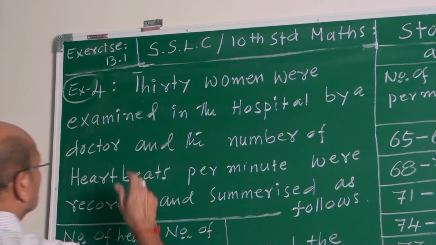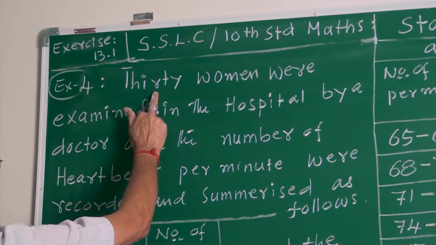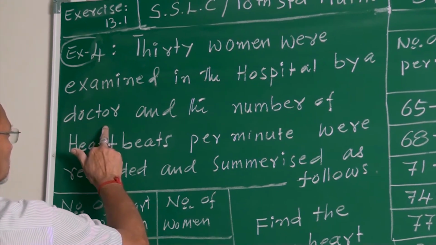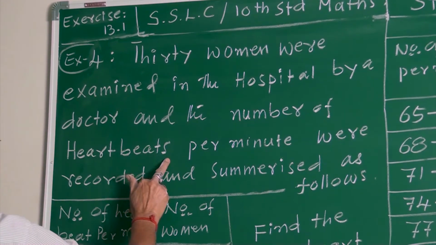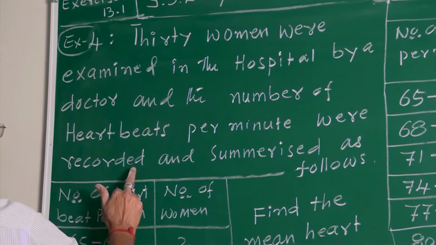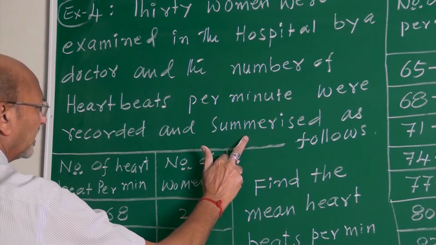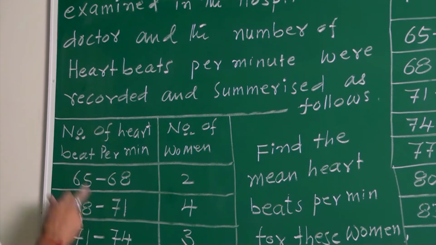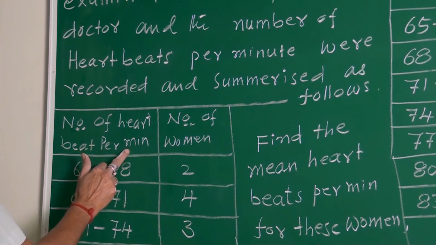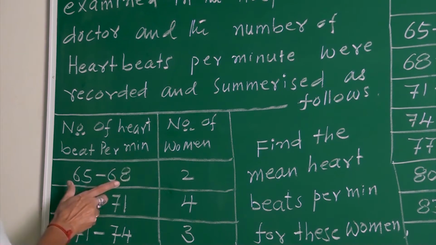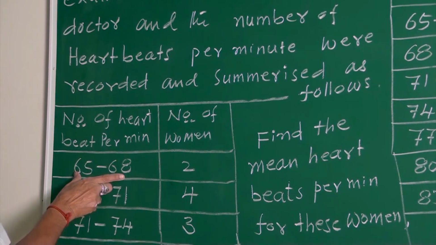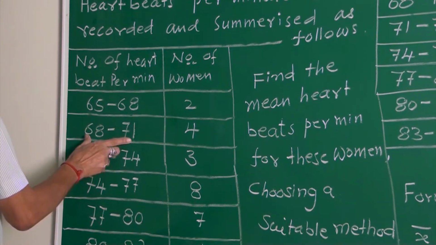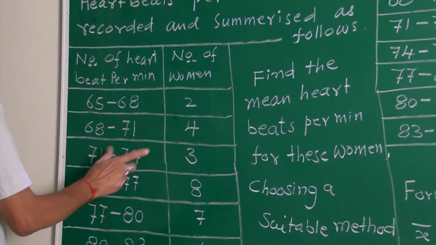The statement is 30 women were examined in the hospital by a doctor, and the number of heartbeats per minute were recorded and summarized as follows. This is the columns given. Number of heartbeat per minute, number of women. A heartbeat between 65 to 68 is, there are 2 women. 68 to 71 there are 4.